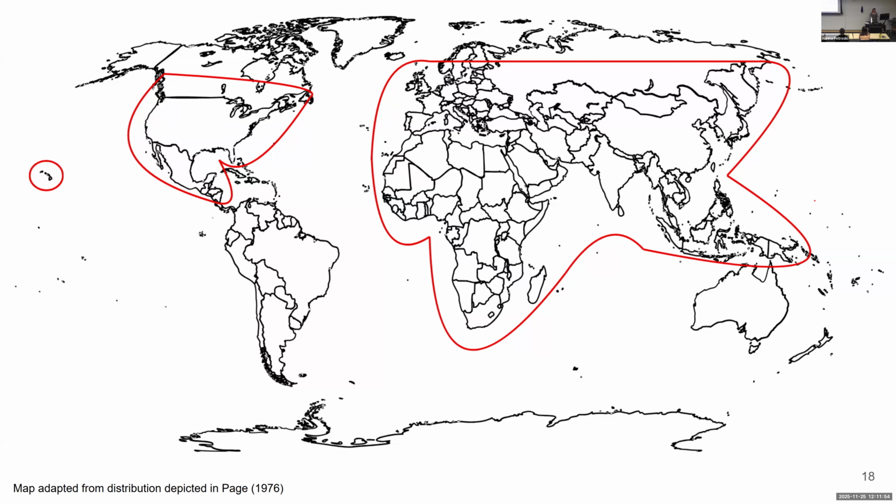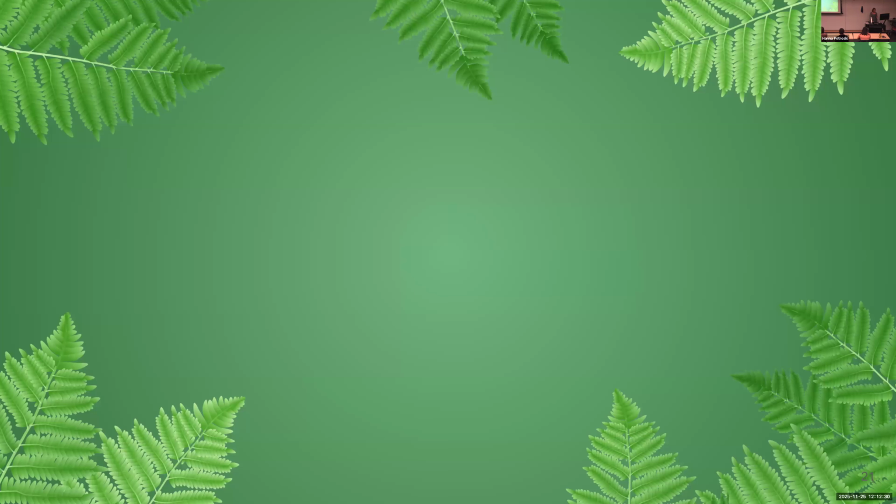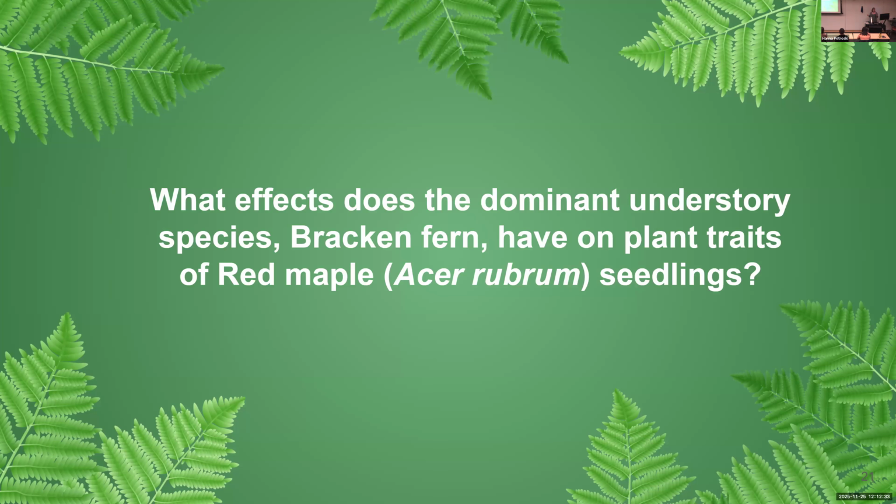One of the key ideas of this literature is the mass ratio hypothesis, which essentially states that a species' biomass or dominance within the community has a proportional effect on that ecosystem. As you can see on the y-axis, the more abundant a species is within the community, the more dominant it is. This was introduced in 1998 by ecologist J.P. Grime. With this hypothesis, we asked: what effects does the dominant understory species, Bracken fern, have on plant traits of red maple seedlings at the University of Michigan Biological Station?